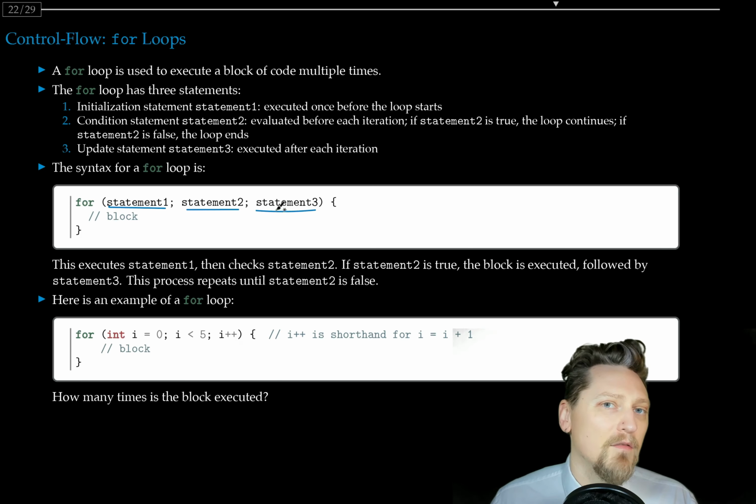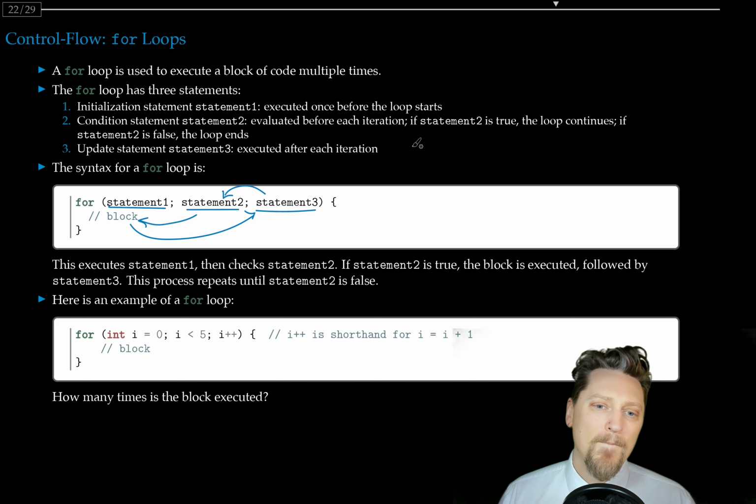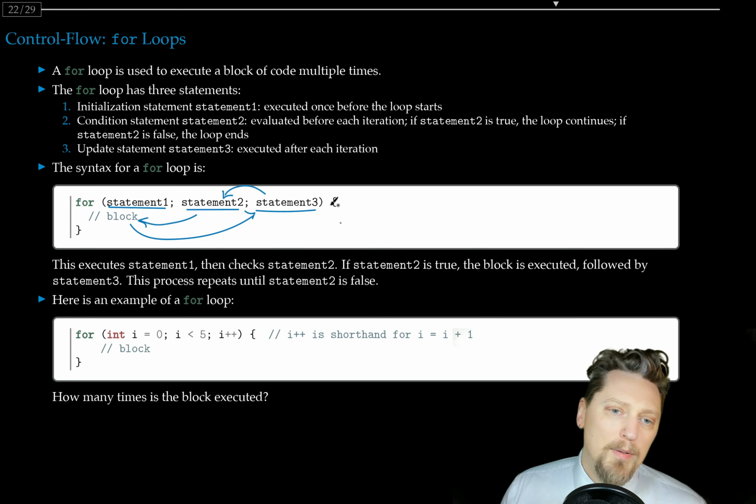Then we run statement 3. Statement 2, block again, statement 3. Statement 2, condition checking again, block, statement 3. So we just go here to the block, to statement 3, to statement 2. Okay? That's the loop.